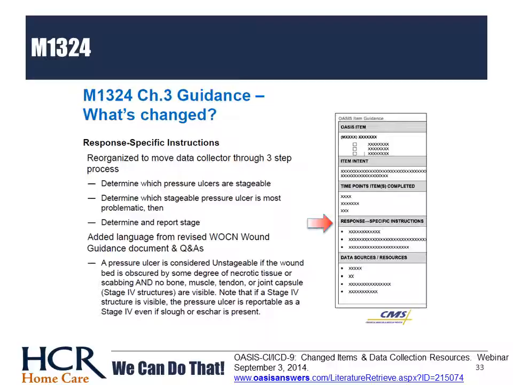And then 3, for your 3 steps here, you would then determine and report the stage of the most problematic, observable, stageable pressure ulcer. And once again, just remember, if you're looking at an unstageable pressure ulcer, but you can see one of the stage 4 structures, such as bone, muscle, tendon, or joint capsule, then it is automatically going to be staged as a stage 4, despite how much slough or eschar may be present.